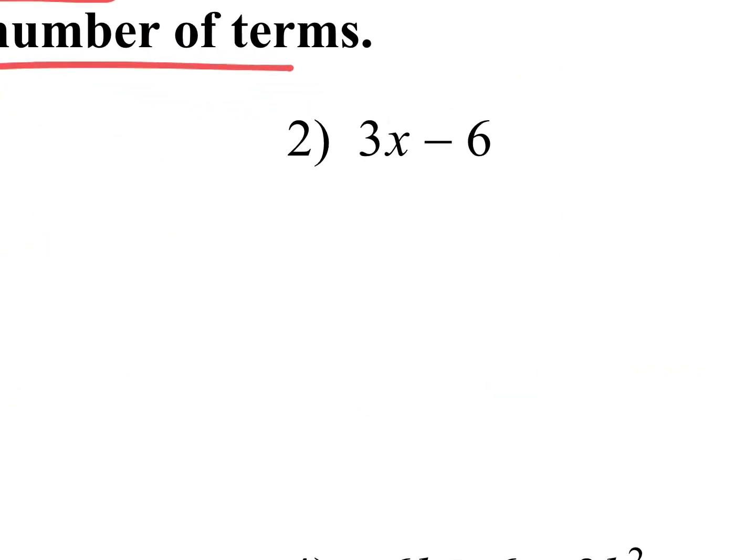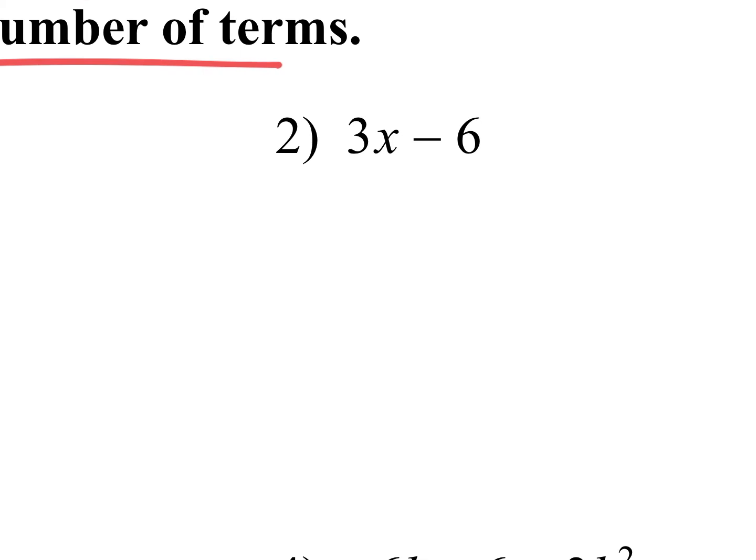All right, so number 2, how do I put it in standard form? It already is in standard form. So then how would I classify it by degree? You take the x and you degree that as 1. So if it doesn't have a degree above the x, it's a degree of 1. So then it would be linear. And then how many terms do I have? 2, so it would be binomial.